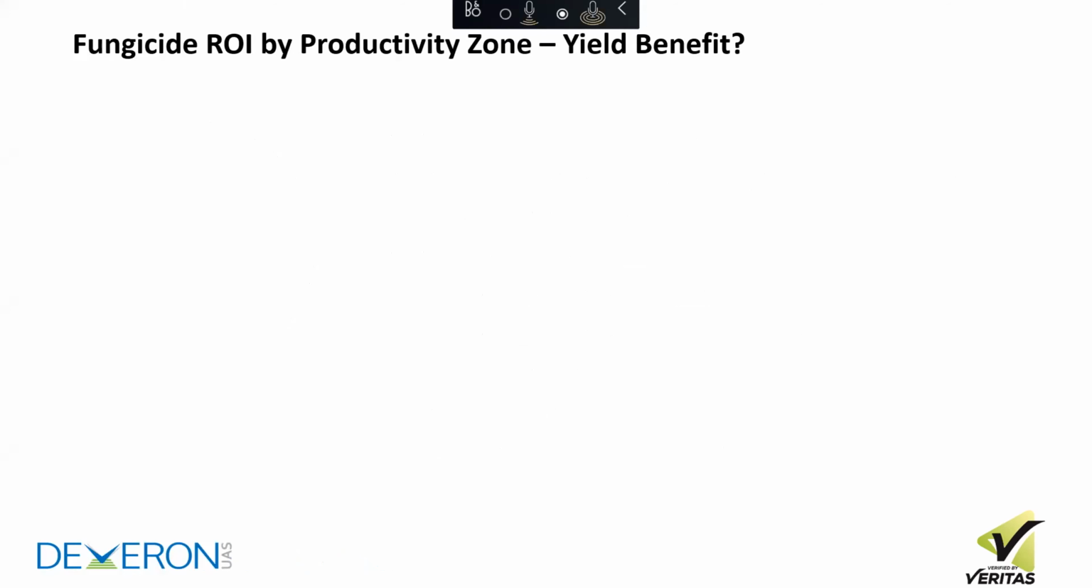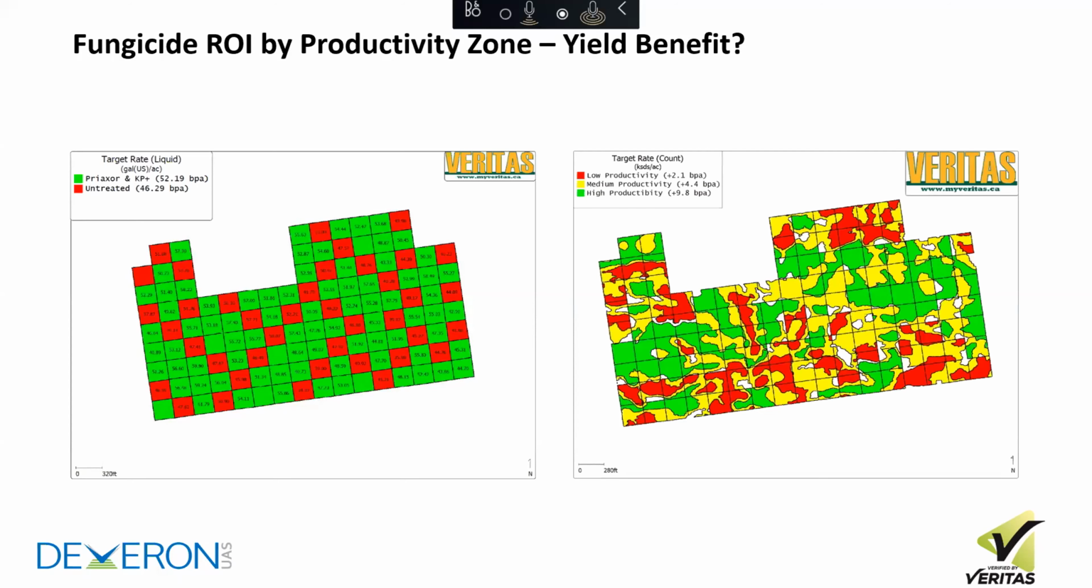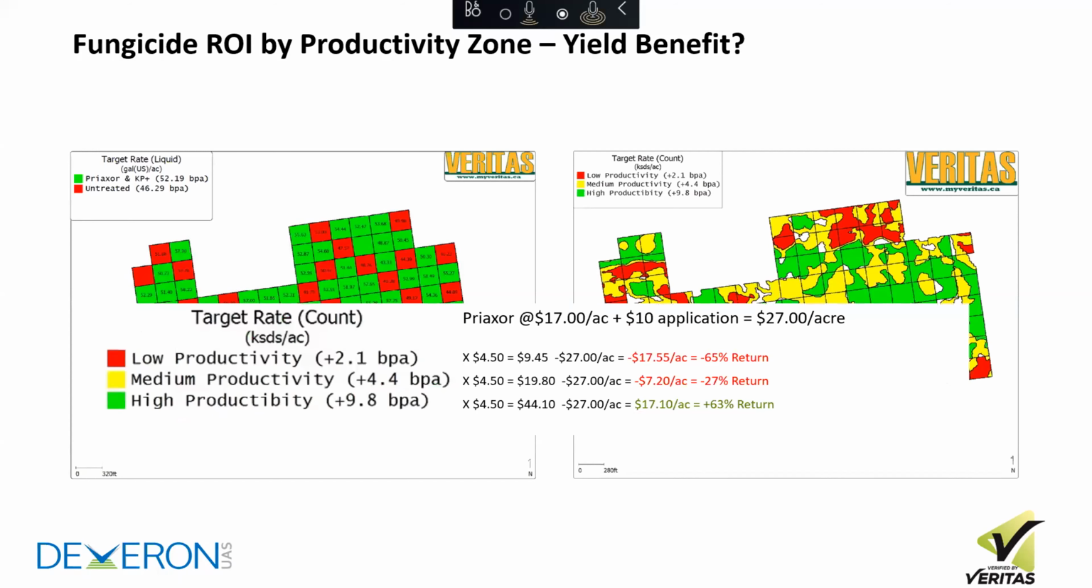So looking at a fungicide by productivity zone and the yield benefit, in this example, we just put random on-off blocks throughout the field. In this trial specifically, they used Preaxor. Green is the on, red is the off. We then overlaid that onto a yield map, which was then created into high, medium, and low productivity areas. Green is the high, red is the low productivity. And you can see if that treatment actually had a yield bump.